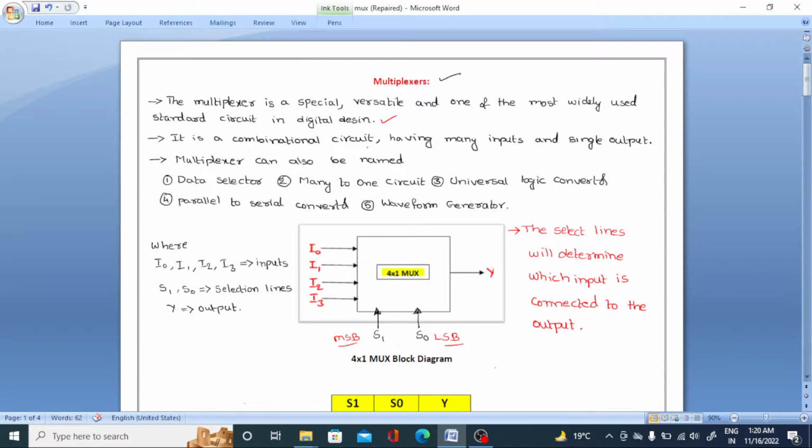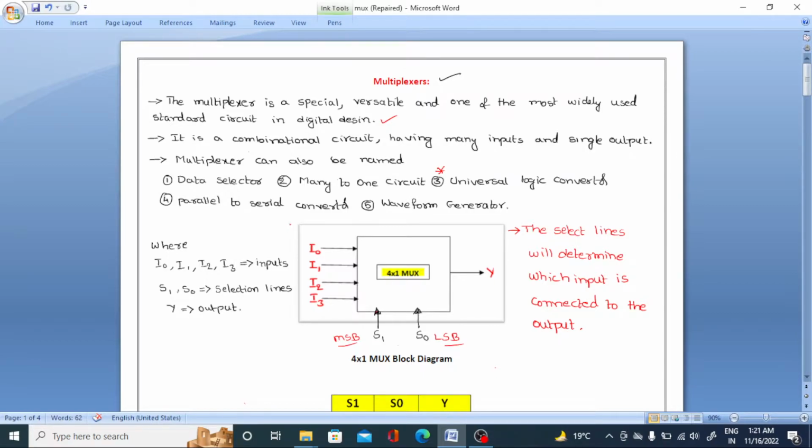It is a combinational circuit having many inputs and a single output, and there are different names for this multiplexer. Those are data selector, and we can also call it a many to one circuit, and it is a universal logic converter. Why it is a universal logic converter, we are going to see in our upcoming videos. It is also a parallel to serial converter, and we can also call it a waveform generator. Actually, these are the applications of the multiplexer.